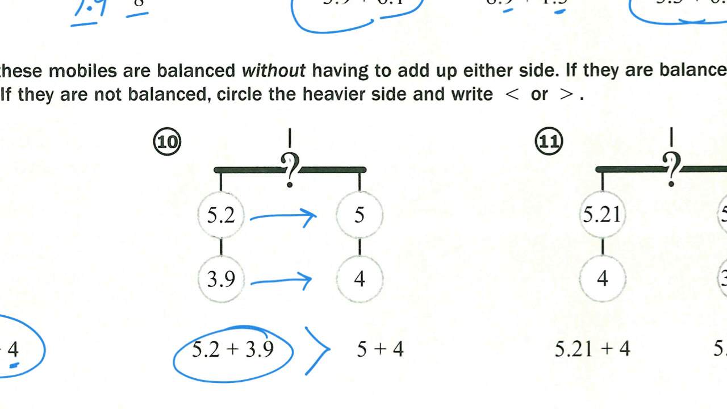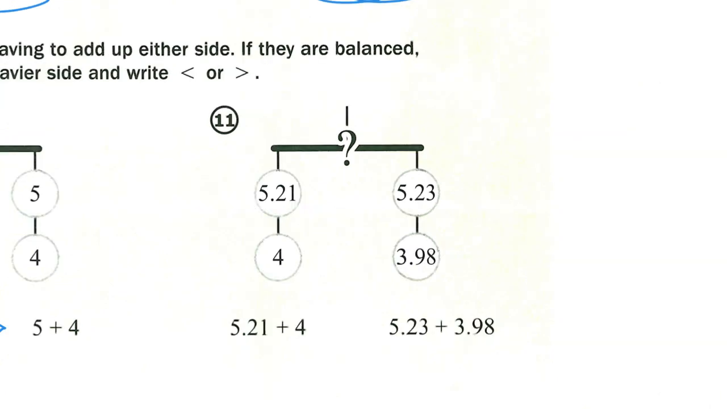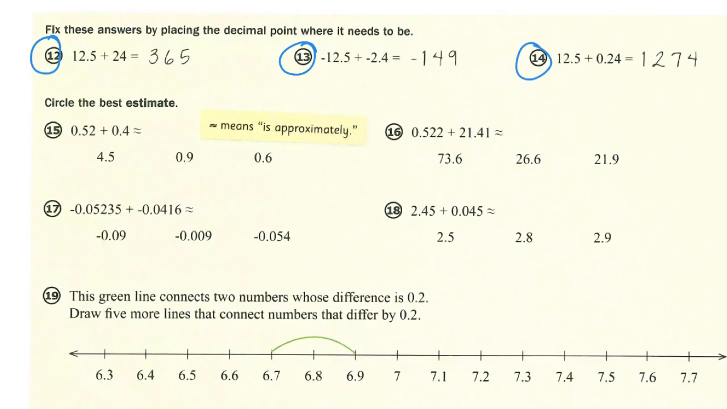In number 11, these two are equal, and that's because 5.21 is 2/100ths less than 5.23. And 3.98 is 2/100ths less than 4, and so they do end up being equal.